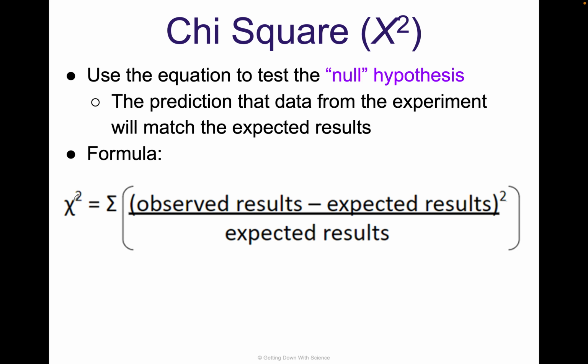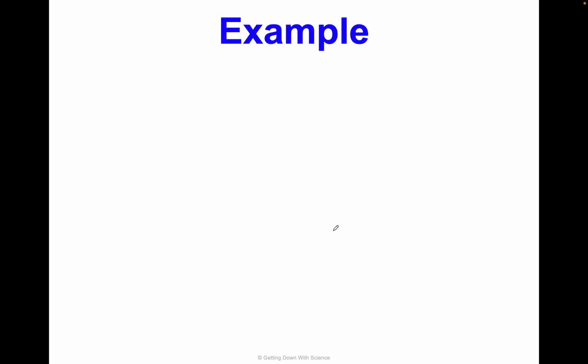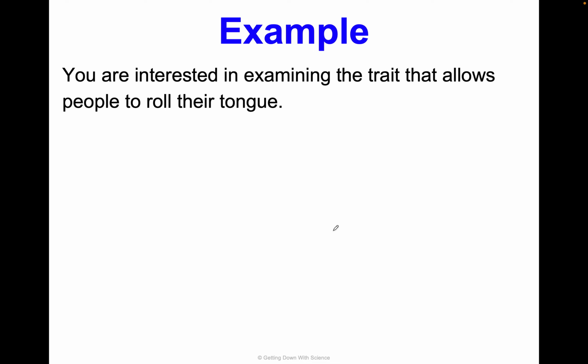So we have the sum, x squared, so chi-square, equals the sum of the observed results, so the data we collected from the experiment, minus the expected result, which is a statistical analysis, that's like your 1-to-3 ratio, your 9-3-3-1 to 3-to-1, we expect to see those. We're going to square it, and then we're going to divide it by the expected results. It's a long process. So that symbol means sum. Here we go.